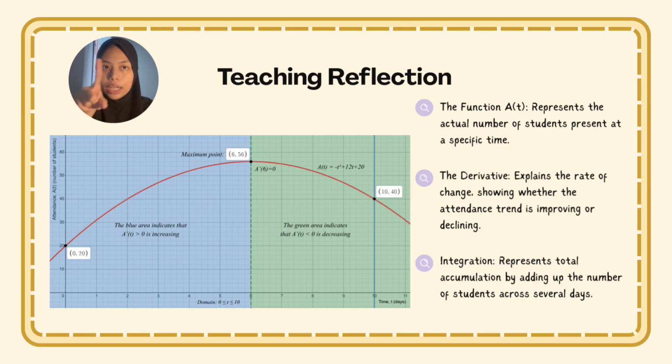When the graph is going up, the derivative is positive. When the graph reaches the highest point, the derivative is 0. When the graph goes down, the derivative becomes negative. This helps students connect the graph with the concept of rate of change.